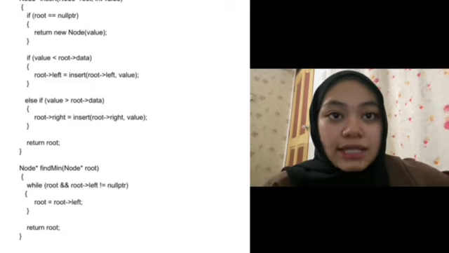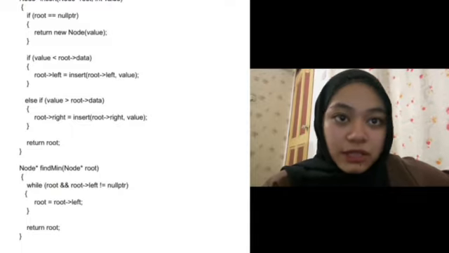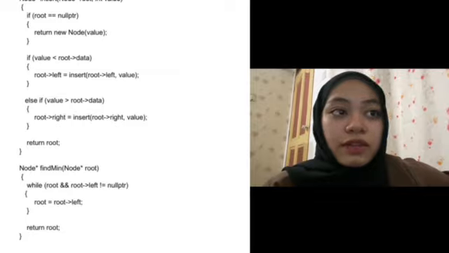If the root isn't empty, we compare the value we want to insert with the current node. If the value is less than the current node's value, we move to the left child. If the value is greater, we move to the right child. We repeat this process until we find the correct position to insert the new node. This approach ensures the tree remains sorted with smaller values on the left and larger values on the right.